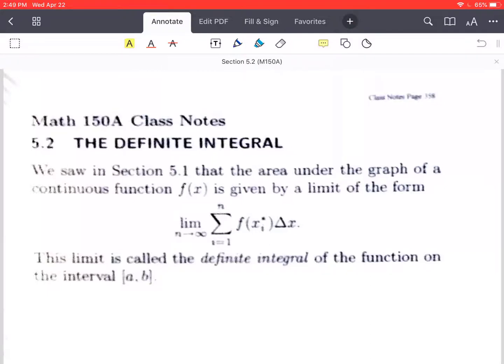Hi everybody, we're getting into section 5.2 today. Apologies, a couple of these pages are kind of blurry here, but hopefully you have your notes with you, so that shouldn't be too big of an issue. But we're going to start talking about the definite integral.